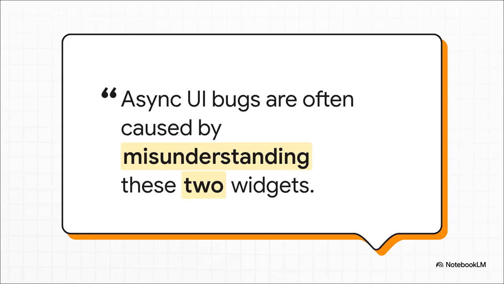And I want to leave you with this quote because it's so true. Most of the bugs you see in Flutter around async UI, they're not really Flutter's fault. It's just from misunderstanding these two widgets. So mastering this difference isn't just about learning two little things in the framework. It's about a huge level up in your ability to build really solid, responsive, efficient apps. Getting this right just wipes out an entire category of common bugs from your work.